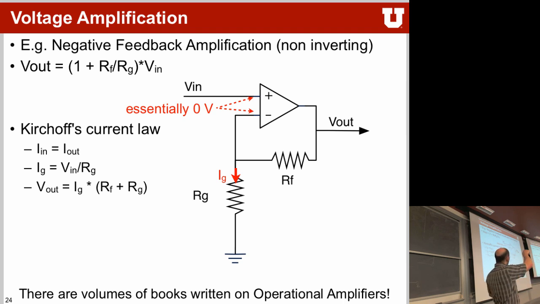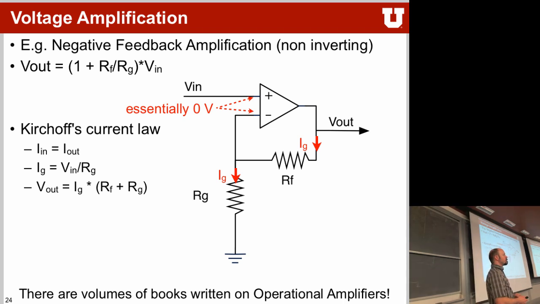You have an input voltage, and you have a current flowing through this resistor because this is essentially zero. So we know IG is equal to Vin divided by RG. But this current does not come from this output point here. It comes from this side here. So IG has to come from here and flow through RF and RG. Now we can calculate Vout as IG times (RF plus RG). Since we know IG, we can plug it in here, and we get the formula that Vout is (1 plus RF divided by RG) times Vin. Very simple amplification algorithm here. Any questions?